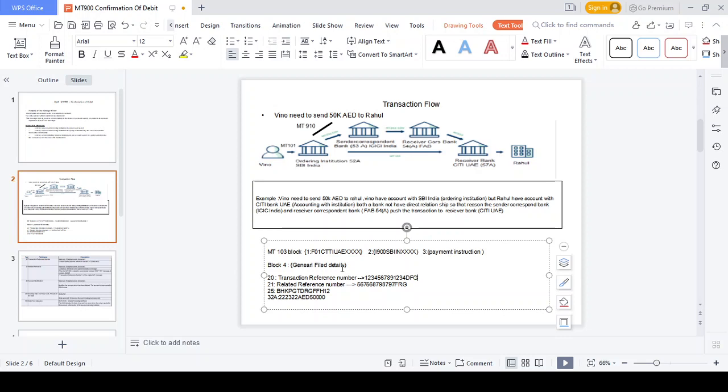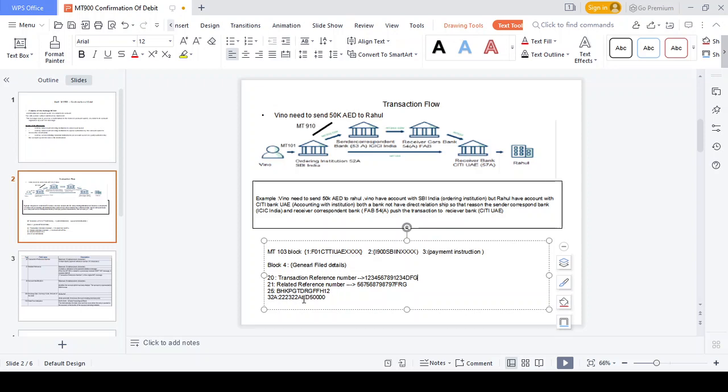In this scenario, how do the mandatory fields look? Field 20 is the transaction reference number. That number is generated by the ordering side itself. It is a 16-character number, automatically generated. Next comes the related reference number. This related reference number is a very important reference for the MT900, because it is correlated with the MT103 transaction reference number. Then the BIC involved should be available, that is, the BIC code and these details.